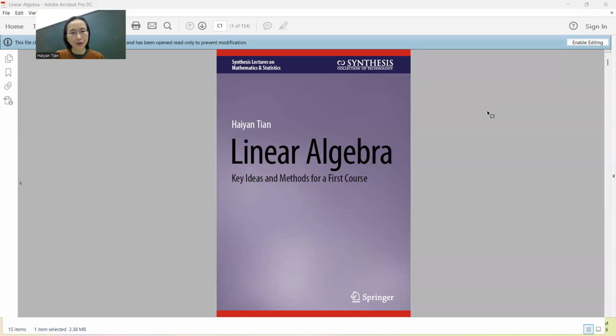This is the textbook for the linear algebra course. I call it Key Ideas and Methods for a First Course. So you are probably a major in the STEM areas. This is a very important course for you to use to solve your science and engineering problems.